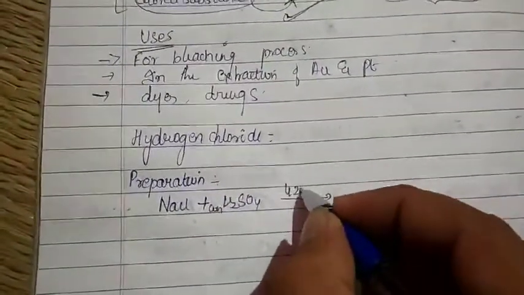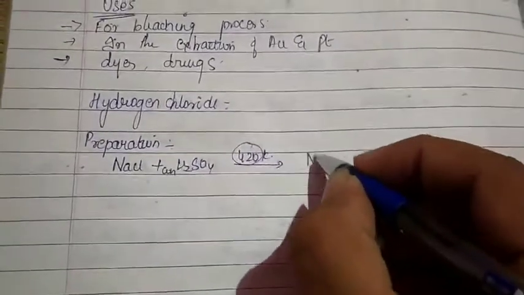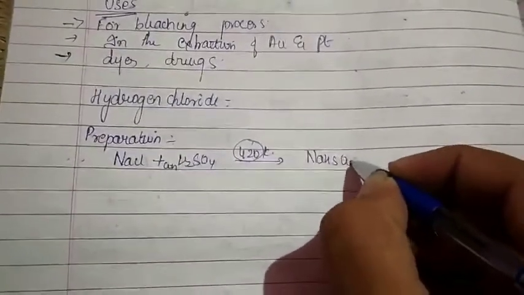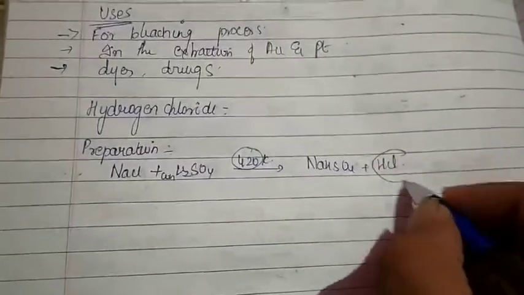At nearly 420 Kelvin, the temperature range is very good, 420. I hope you can remember it. Sodium bisulfate plus HCl. So you could just see how HCl has been formed.